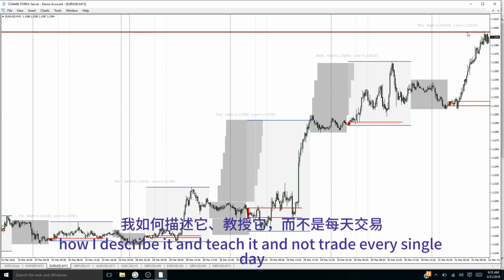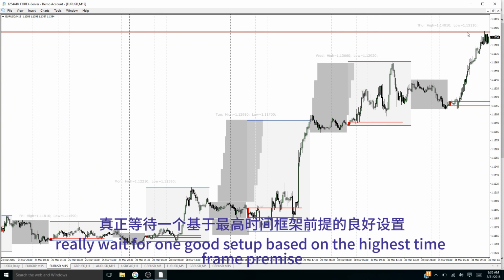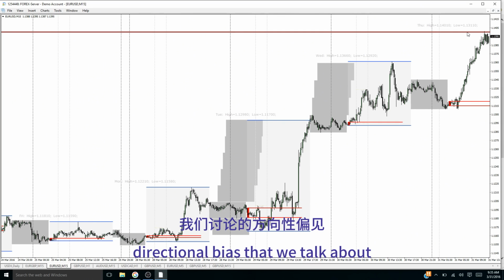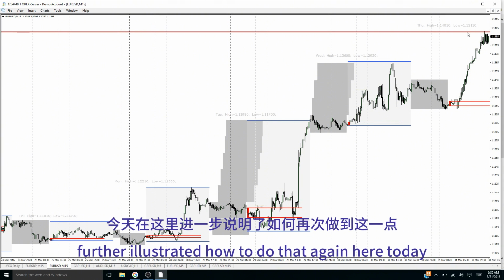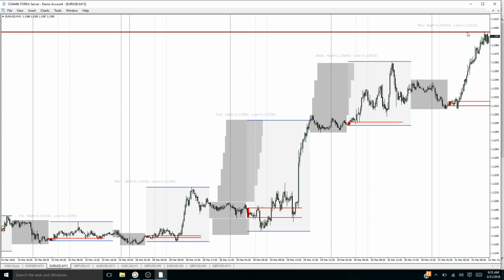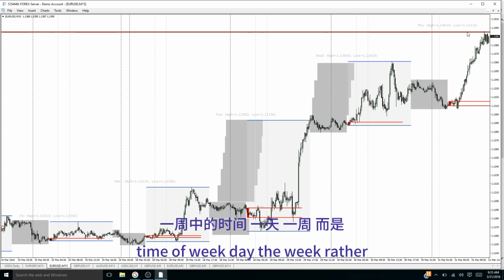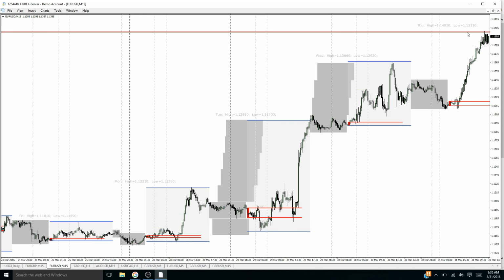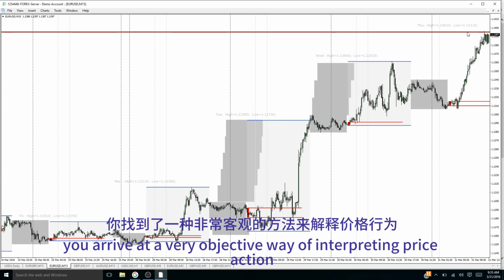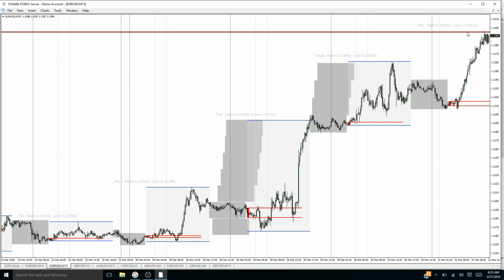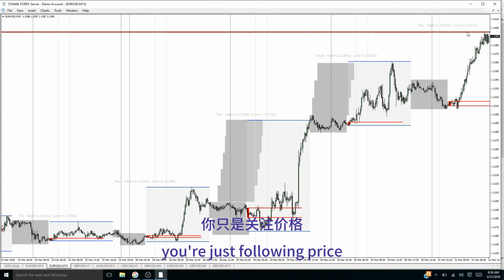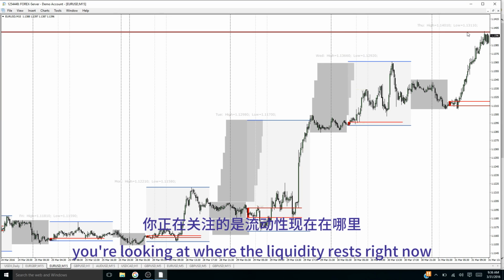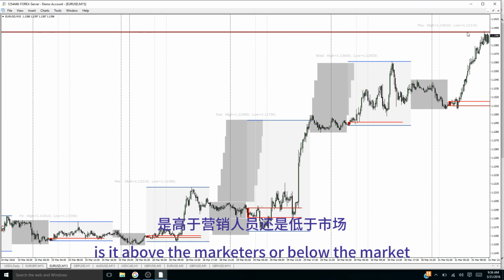and not trade every single day. Really wait for one good setup based on the highest time frame premise, directional bias that we've been talking about all this week. I further illustrated how to do that again here today. Time of week, day of the week rather, and then time of day, coupling that together. You arrive at a very objective way of interpreting price action. You're not imposing your will. You're not crushing the numbers and torturing it with indicators that mean absolutely nothing. You're just following price. You're looking at where the liquidity rests right now. Is it above the market or is it below the market?